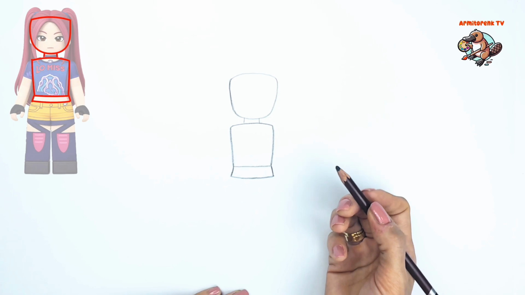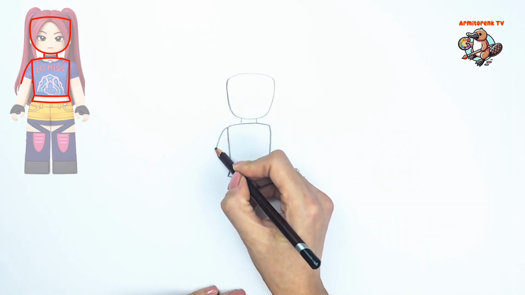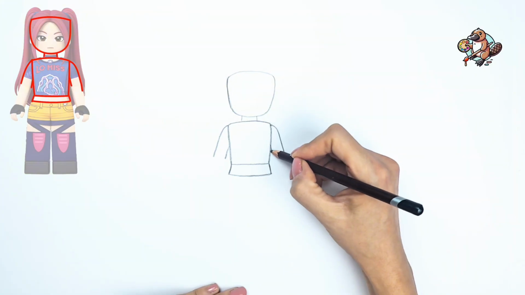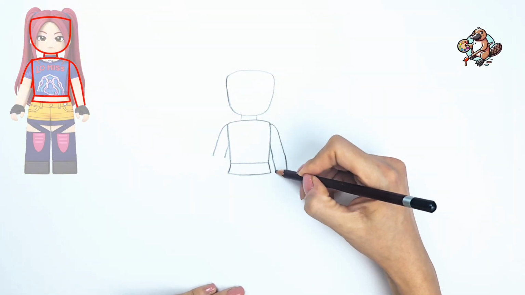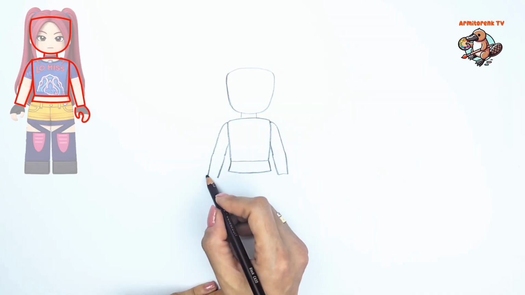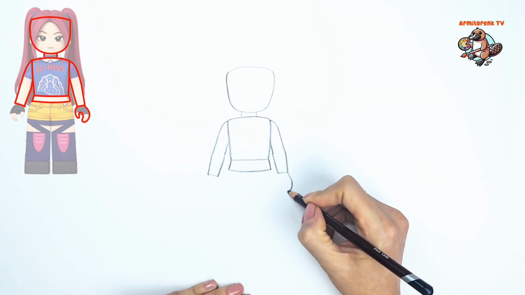Arms. Draw 2 long rectangles on each side. Hands. Add small, simple hands at the end.